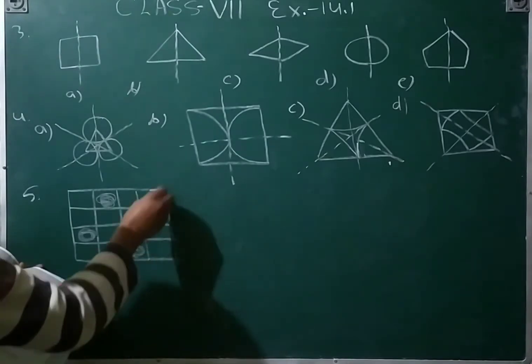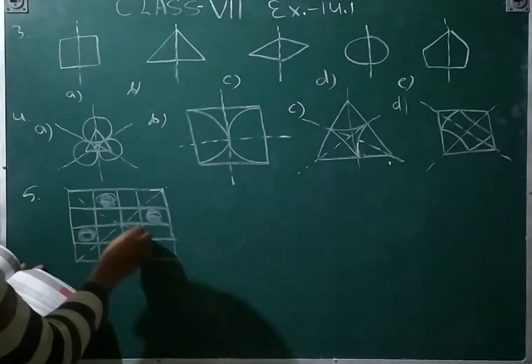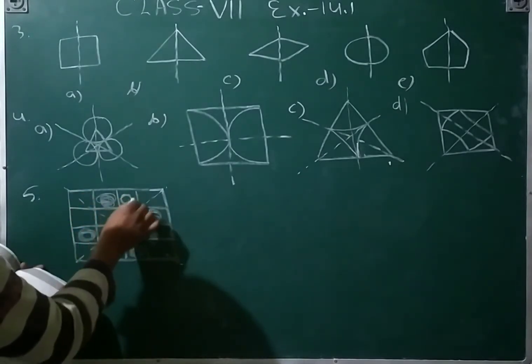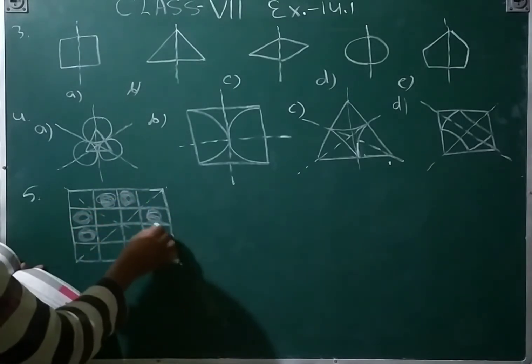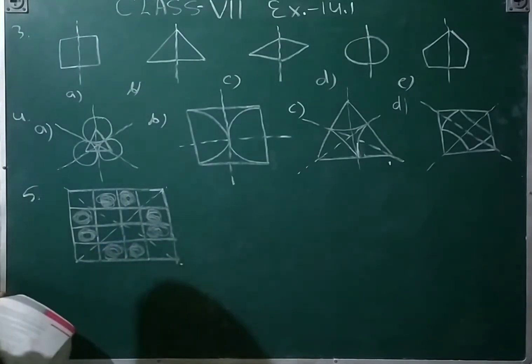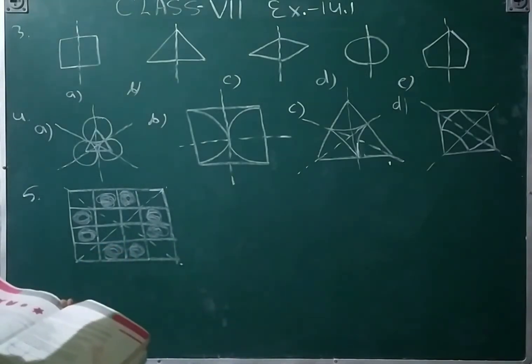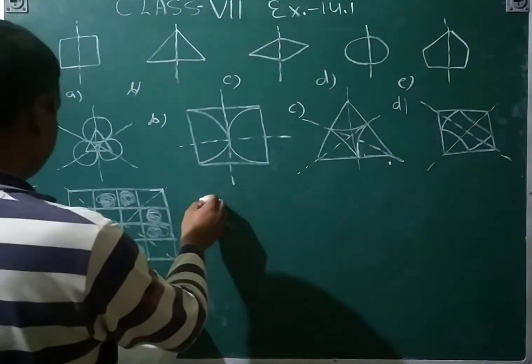So what will you do? First of all, these are the diagonals. So you will shade this one, and the neighboring one. You will shade this diagram with another color. So that will be complete. Next, sixth question. This is a difficult type of question.